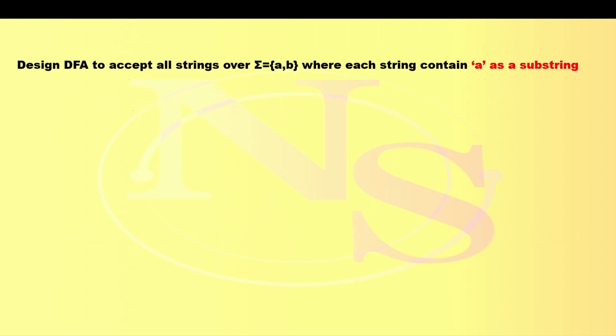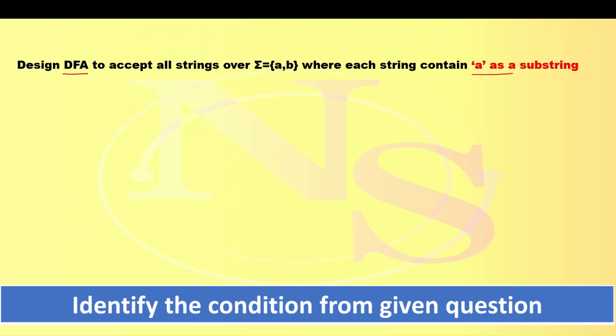Hi everyone, let's continue with a few more examples on designing of DFA. Here the question is: design a DFA to accept all strings where A is a substring. First identify the condition. Here the condition mentioned is that the string should contain A as a substring.